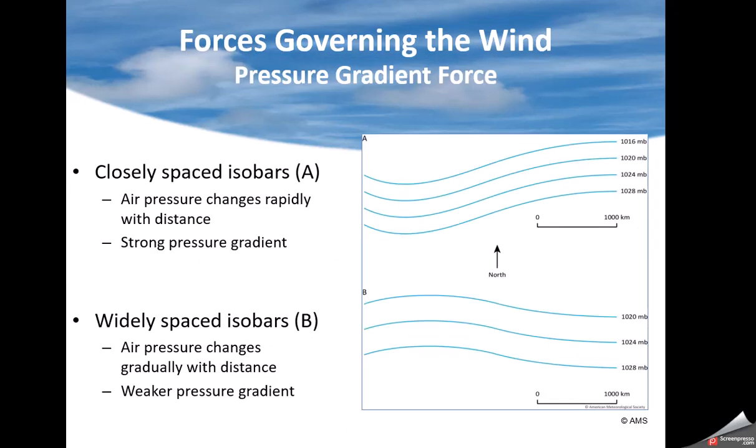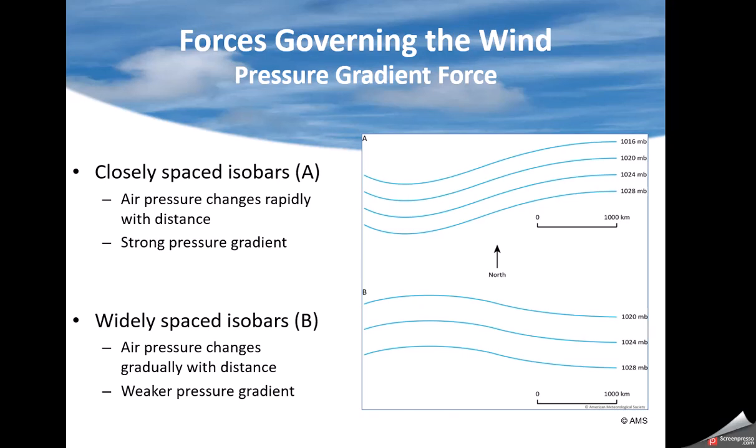The pressure gradient force is one that you've seen on the maps all the time. The closer the isobars are together, the more of a slope there is for the air, and the faster the air is going to want to move. And remember, air is always going to move down from higher pressure towards lower pressure. So that is the way the force will act. So the tighter the gradient, the faster the winds are going to move.